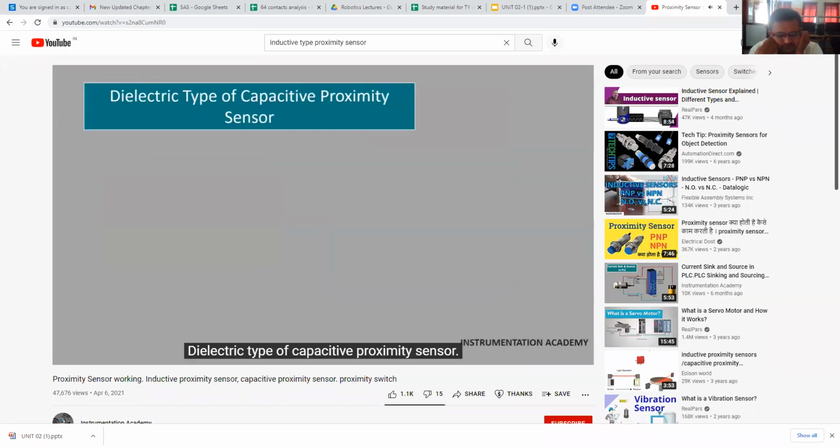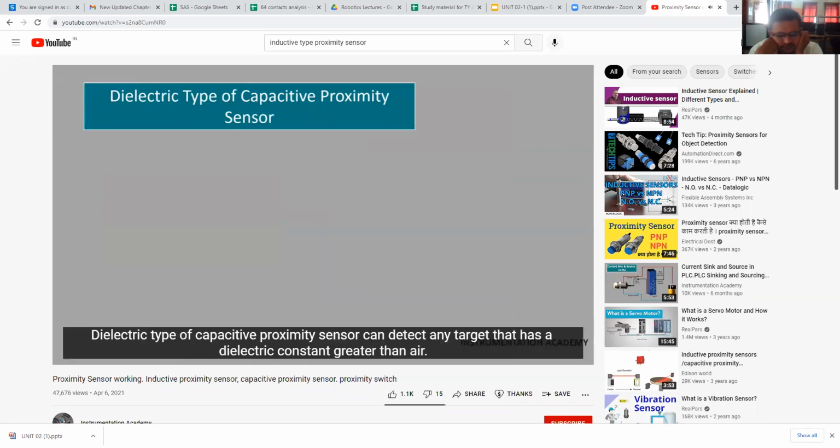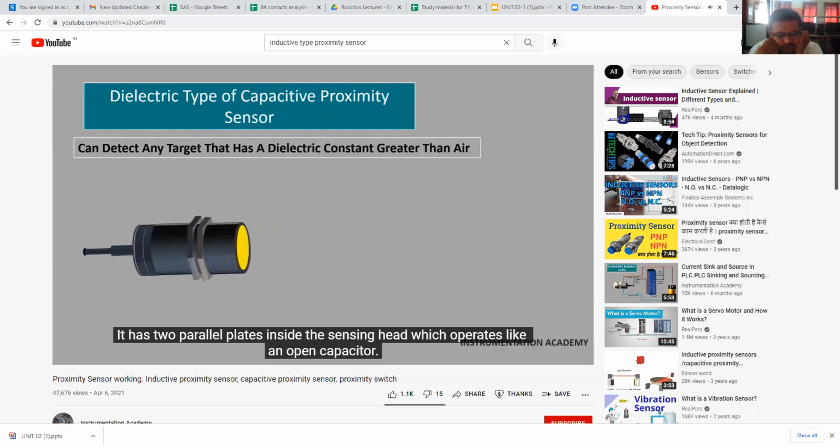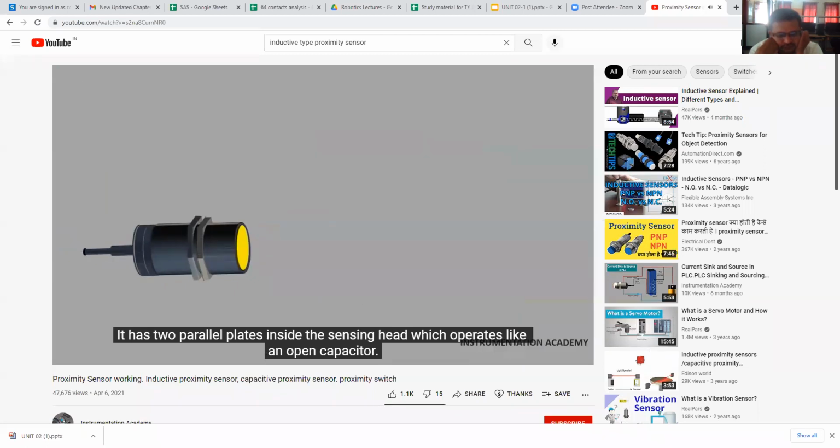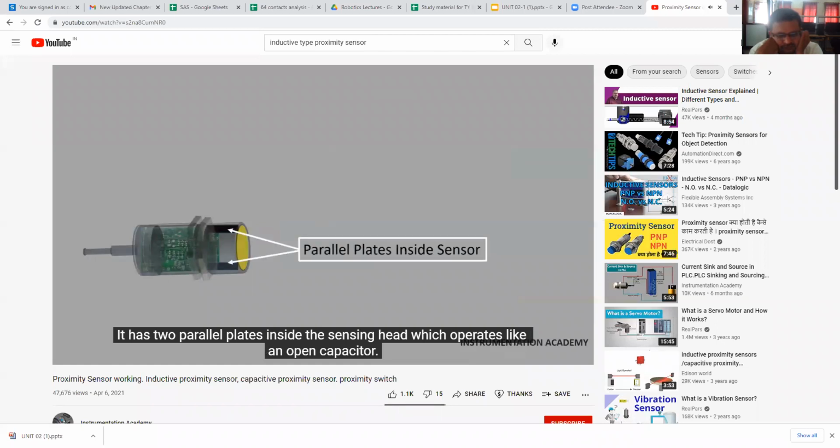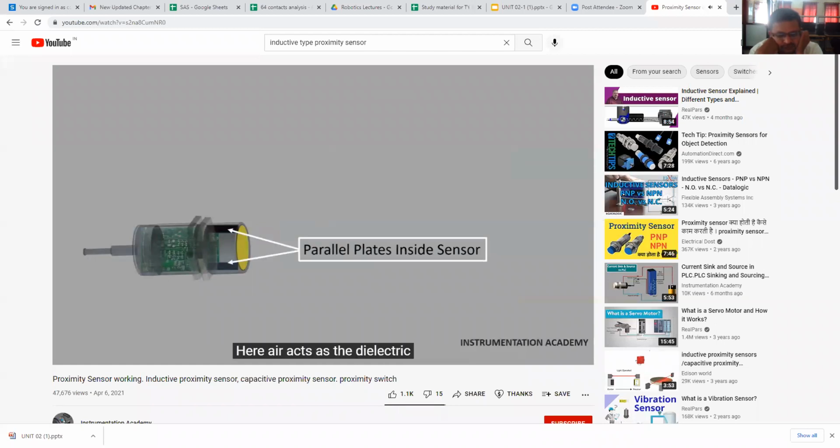Dielectric type of capacitive proximity sensor. Dielectric type of capacitive proximity sensor can detect any target that has a dielectric constant greater than air. It has two parallel plates inside the sensing head which operates like an open capacitor. Here air acts as the dielectric.